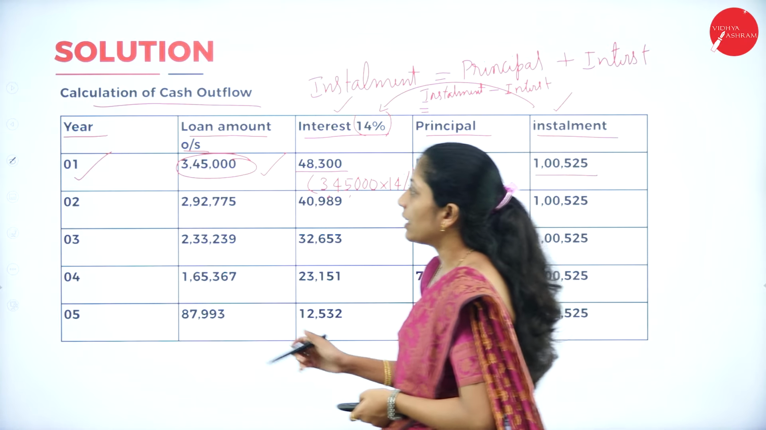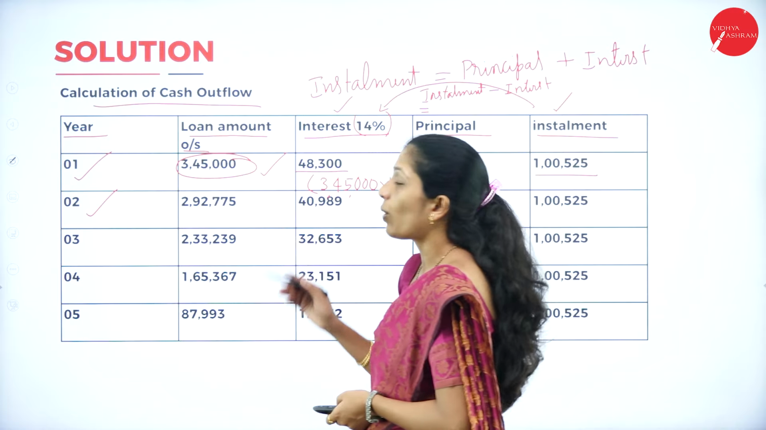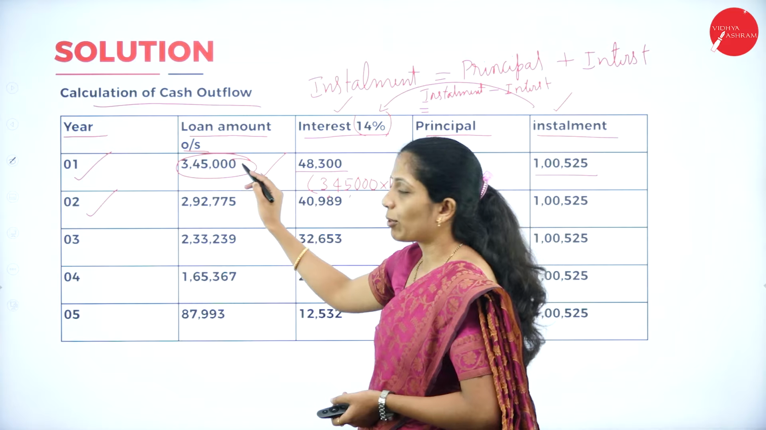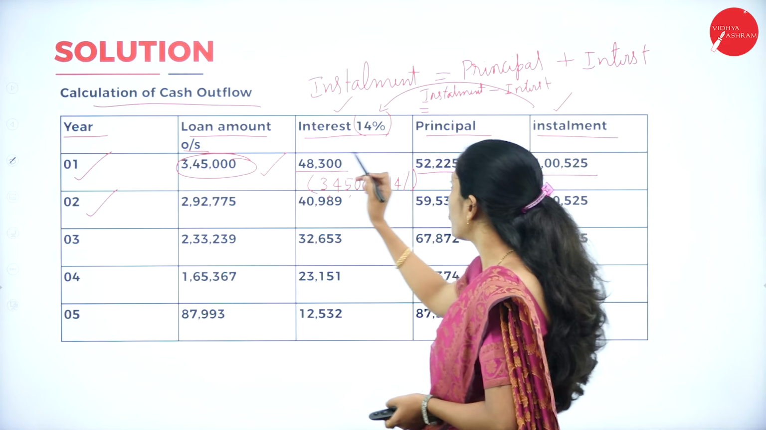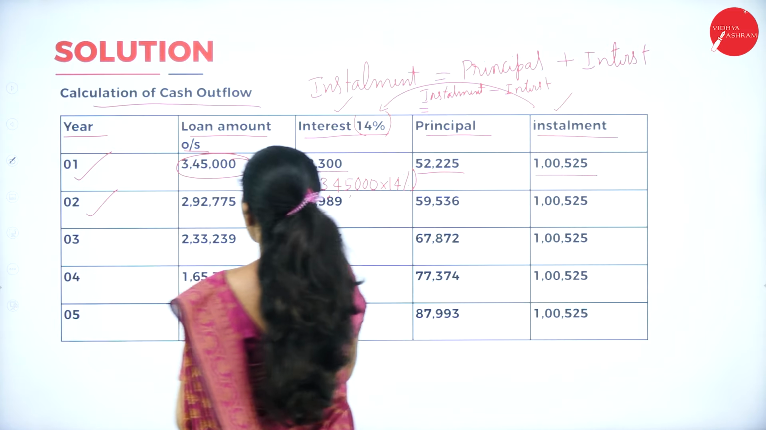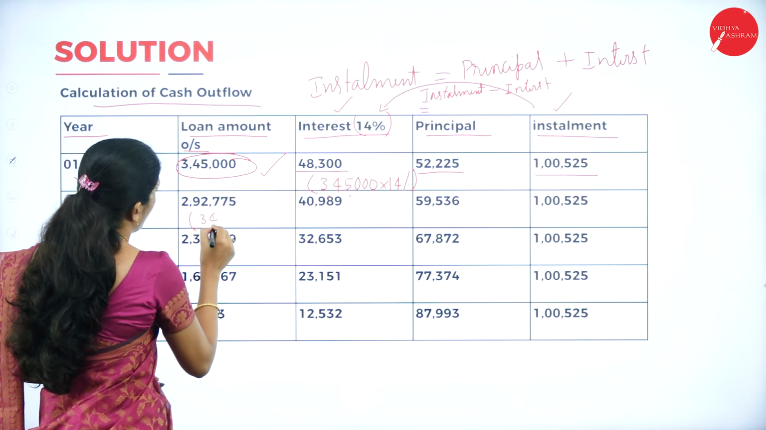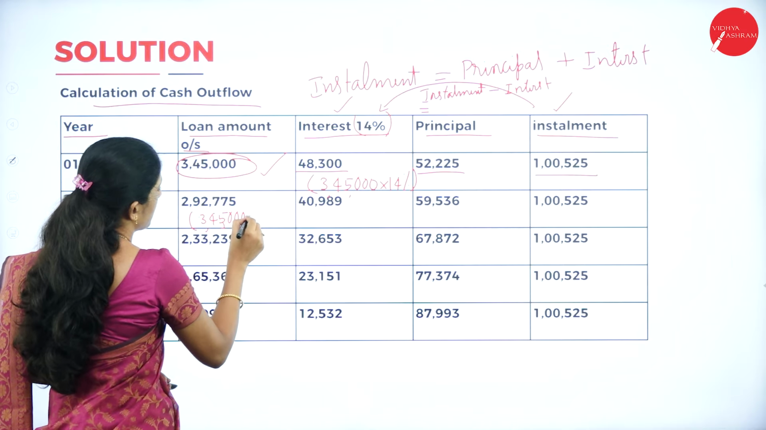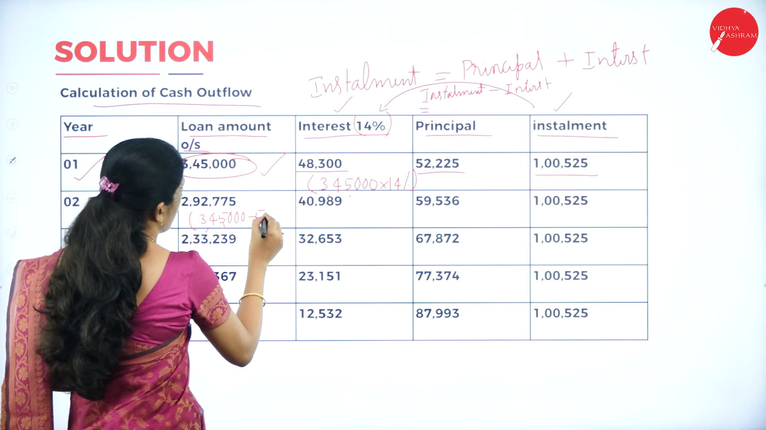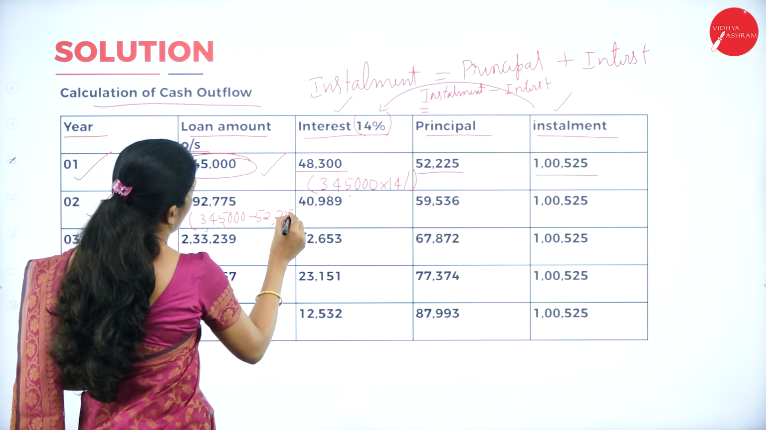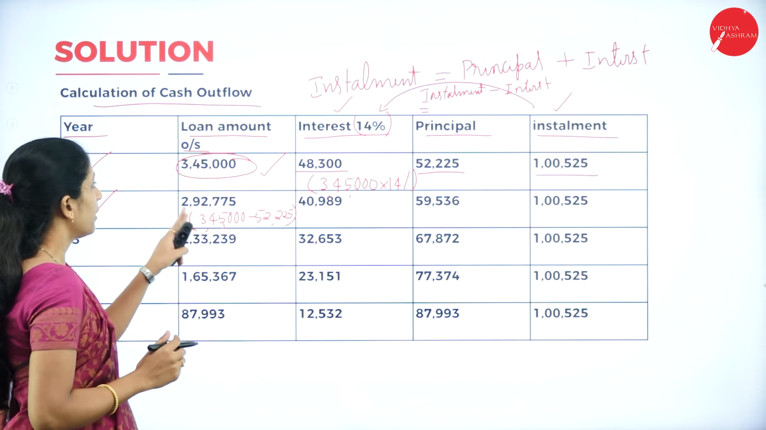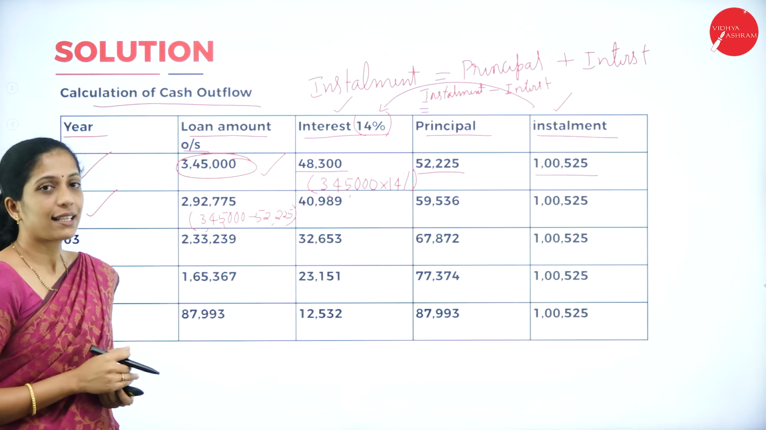Now come to the second year. So what is the loan amount outstanding in the second year? For this, the outstanding amount in the first year is 3,45,000 minus principal, that is 52,225. So how to calculate? 3,45,000 is the amount payable in the first year, upon which we have paid the first year principal amount. So deduct that, 52,225. So the amount is 2,92,775. That is the amount payable or outstanding in the second year.